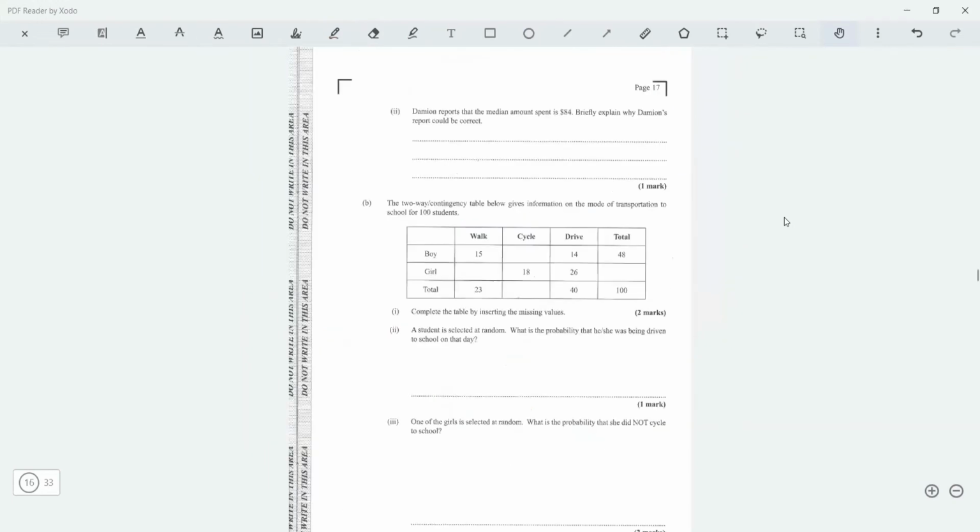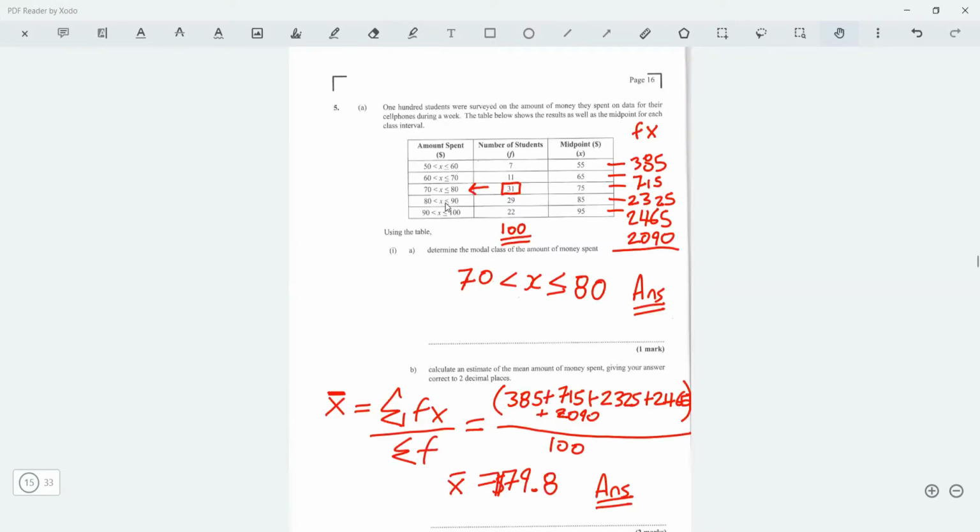Now, this question says, Damian reports that the median amount spent is $84. Briefly explain why Damian's amount could be true. Well, he's saying that the median right here is 84. Why could it be true? There are several reasons. The median typically is going to fall within a close radius of the mean and the mode. For any data set, it's either symmetric or not so symmetric. When it's symmetric, the mean would be equal to the median. When it's not symmetric, the mean is slightly bigger or slightly less.